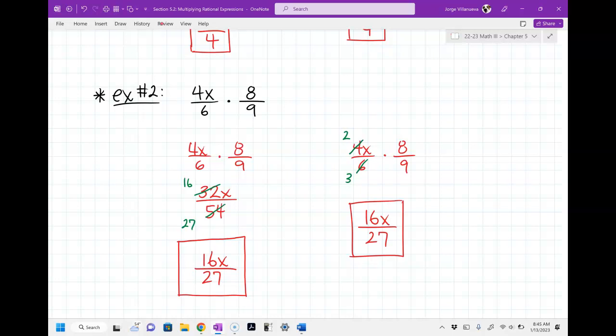Notice I didn't end up with that 32 over 54. Remember I told you people who like to cancel early would prefer not dealing with bigger numbers? That's what I mean. I'd rather not deal with 32 over 54, so I'd reduce early. But thanks to the wonders of calculators, you can just have the calculator do the hard work for you, right? Just type 32 over 54 and it'll give you 16 over 27.